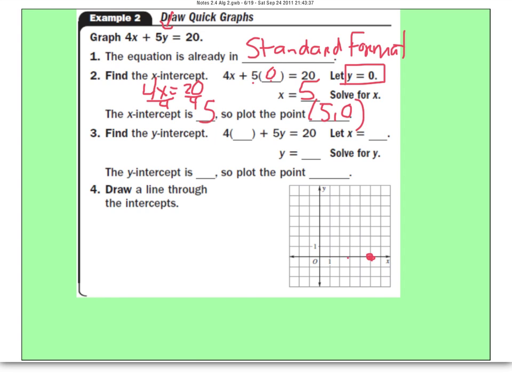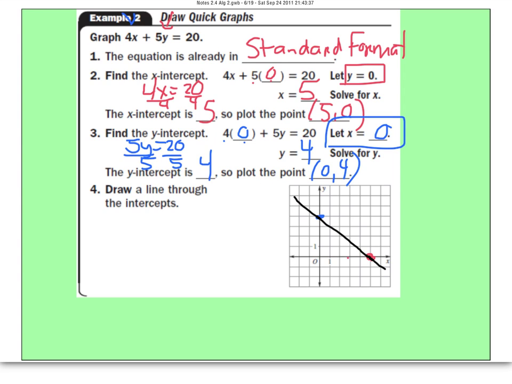Step 3, to find the y-intercept, let x equal 0. So go into the equation, make x 0. 4 times 0 is 0, so I have 5y equals 20. To get y by itself, divide by 5. y is 4. So the y-intercept is at 4. I'm going to plot that, and I notice that ordered pair is 0, 4. We're now going to connect the 2 points, and we've graphed it.